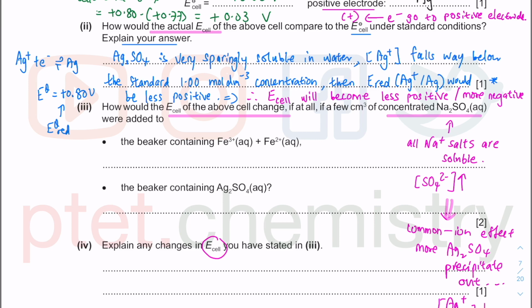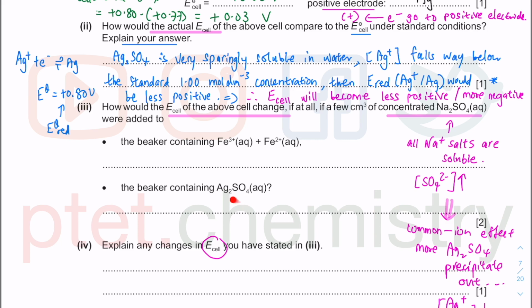And when your Ag+ aqueous concentration decreases, this equilibrium for the Ag+ and Ag is going to favor the left even more. This is going to drop lower than 0.80. It's going to become less positive than 0.80. So how would the E cell change? Well, the thing that contains the Ag2SO4, how would the E cell change?